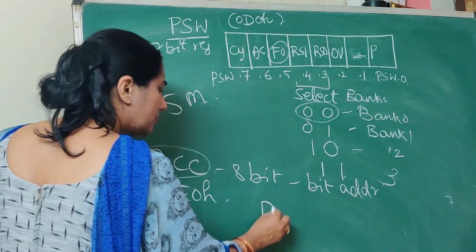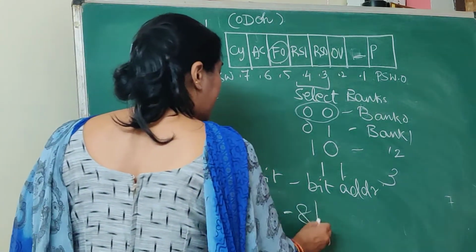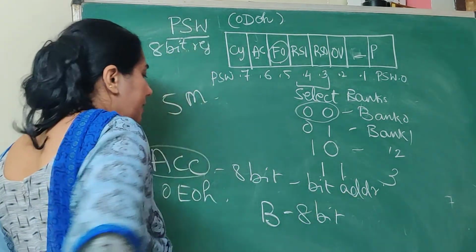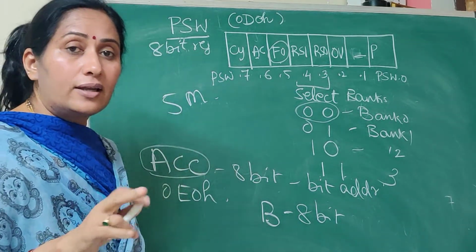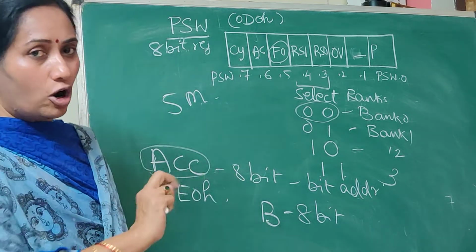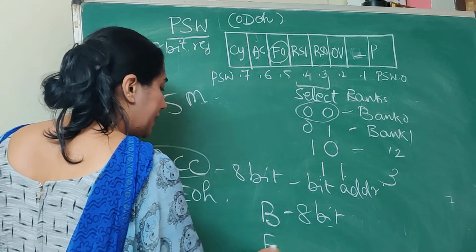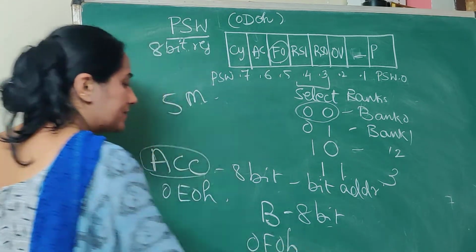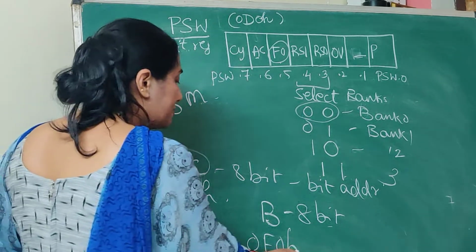Next one, register B. It is an 8-bit register. It is not bit addressable. It is byte addressable. ಅಂತಂದ್ರೆ ಬರೆದ್ರೆ 8 ಬಿಟ್ ಬರಿಬೇಕು. ಒಂದೇ ಬಿಟ್ ಚೇಂಜ್ ಮಾಡ್ತೀನಿ, ಆಪ್ಷನ್ ಇಲ್ಲ. So this is byte addressable, and the address of the register B is 0F0 hex.